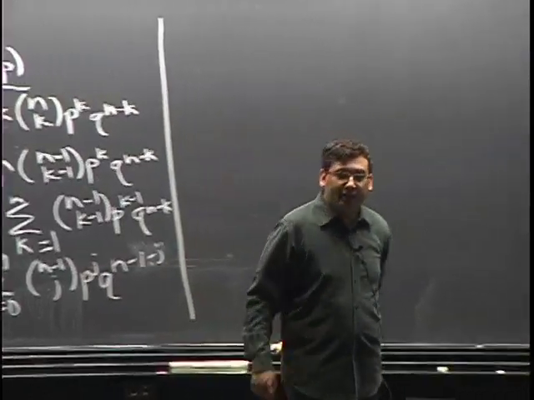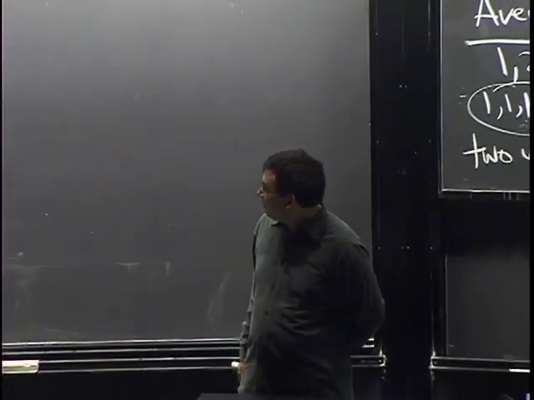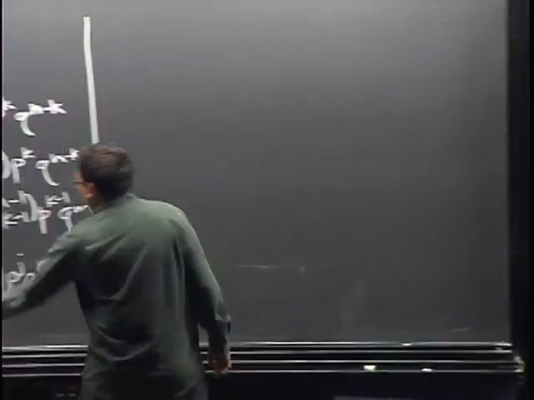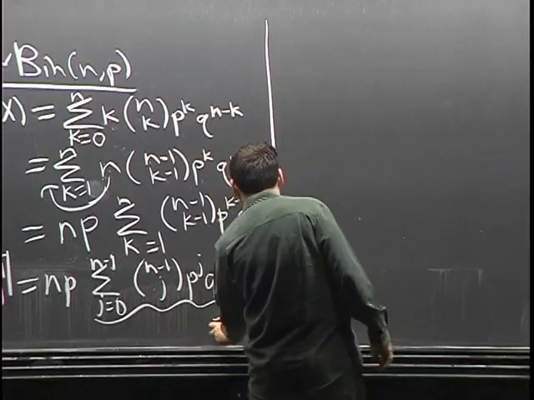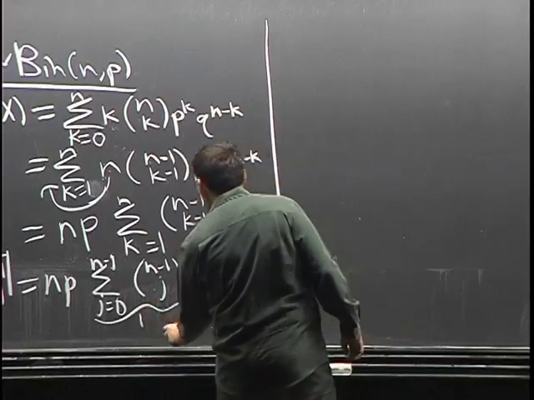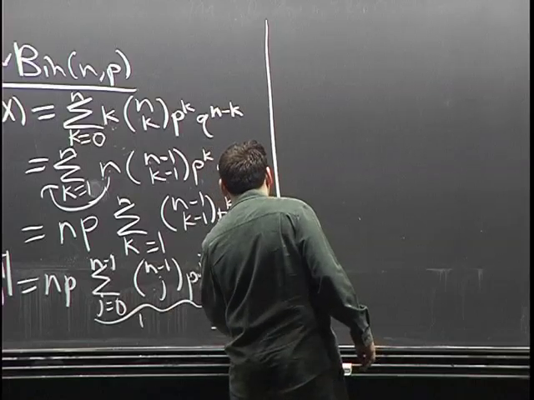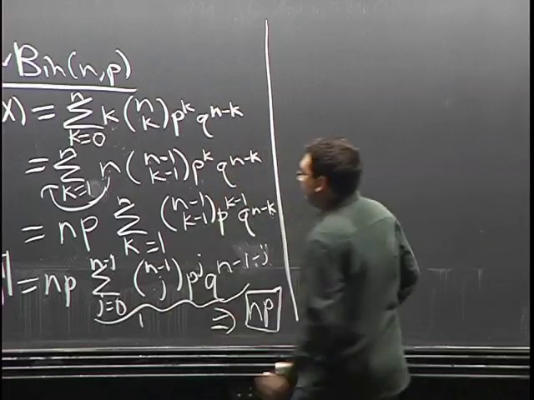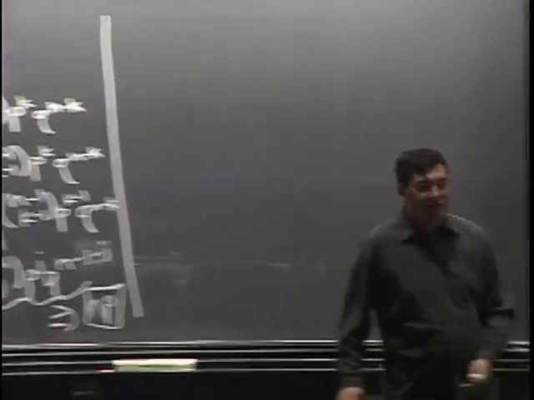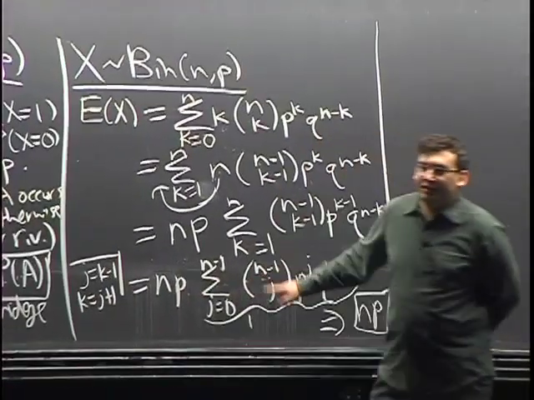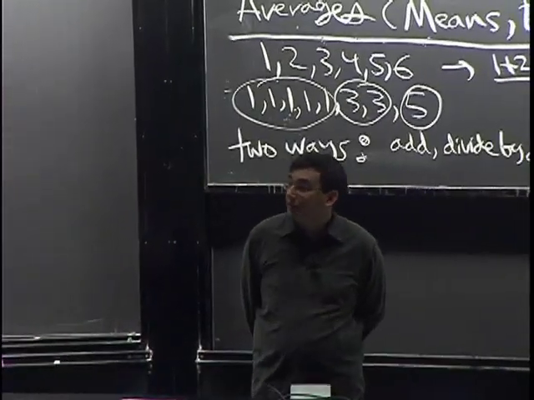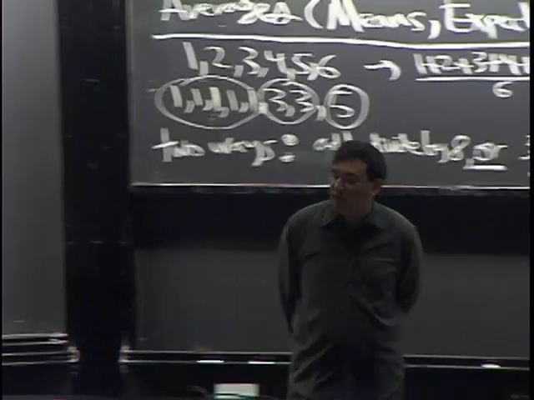Now it looks exactly like the binomial theorem. So this whole part equals 1, so the whole thing is just np. That's why I didn't want to pull out a q, because I knew it was going to work out to np. So we took out np, and whatever's left is 1 by the binomial theorem. Okay? So that's kind of an annoying calculation.